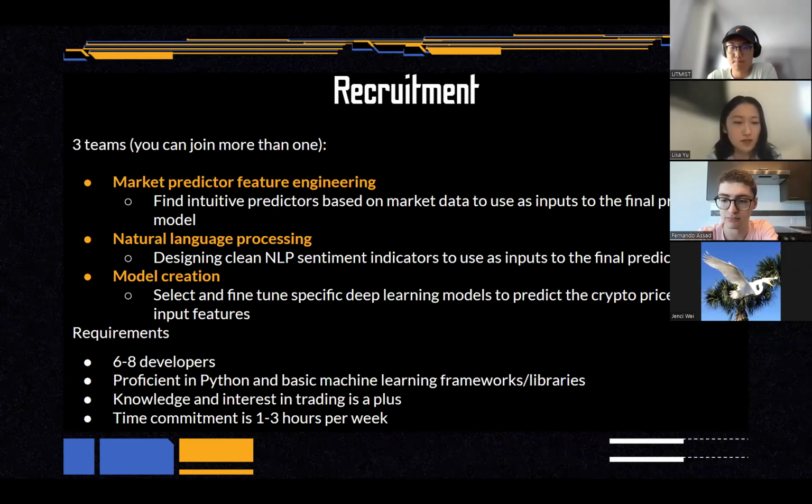The second team, the natural language processing team, will be designing clean NLP sentiment indicators to use as inputs to the final prediction model. And the final team, the model prediction team, is mainly in charge of selecting and fine-tuning specific deep learning models to predict the crypto price based on the previous 2 features that we talked about. So that concludes the introduction to our project. We look forward to you joining our team.